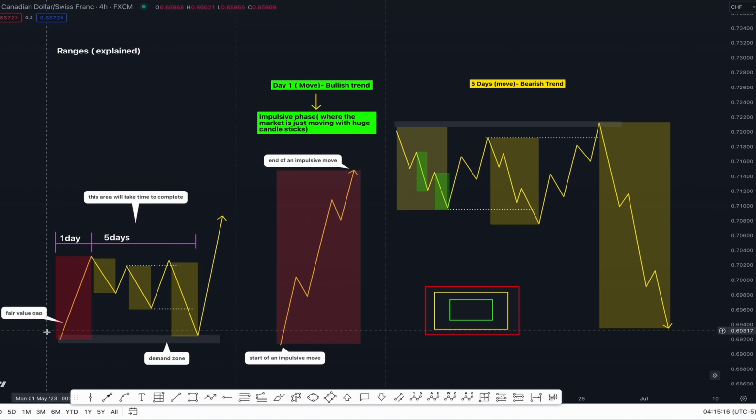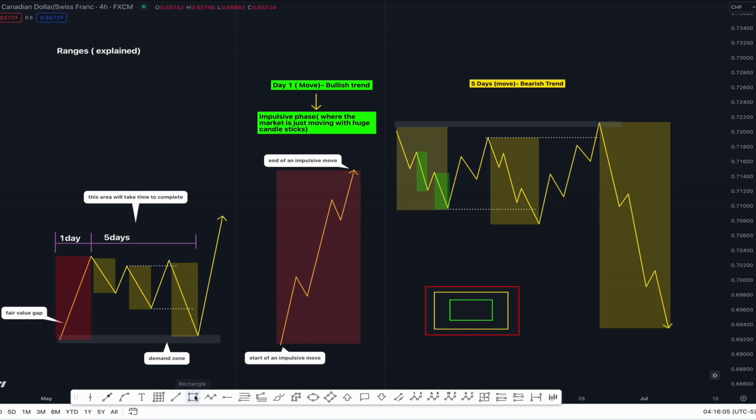This move here, maybe let's say we are in the 4 hours time frame, for example, like here, this move can take even a day to complete. And then in the next coming days, we can see a correction, a slow market for the next coming 5 days. But this day 1 and 5 days is just an example. It can be even higher. Sometimes it can take 2 days. Here it can take up to 20 days. It all depends.